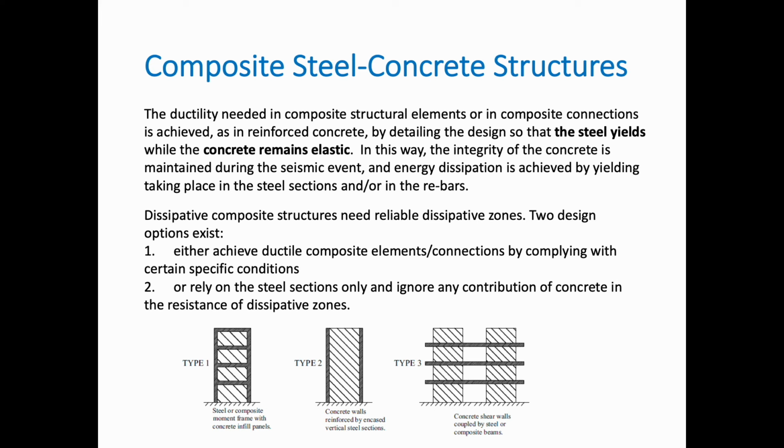In dissipative composite structures that need reliable dissipative zones, two options exist. One is to achieve ductile composite elements and connections by complying with certain specific conditions, or to rely on the steel sections only and ignore any contribution of the concrete in the resistance of dissipative zones. So we see here three types. Type 1, the steel or concrete moment frame with concrete infill panels. We have the concrete walls reinforced by encased vertical steel sections, and we have the concrete shear walls coupled by steel or composite beams.